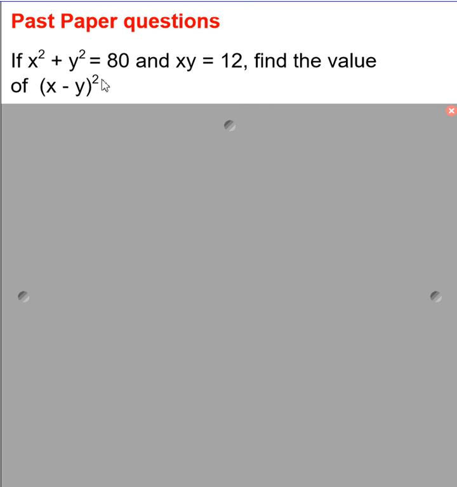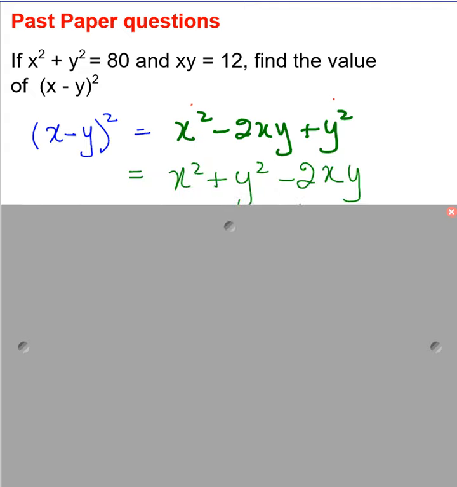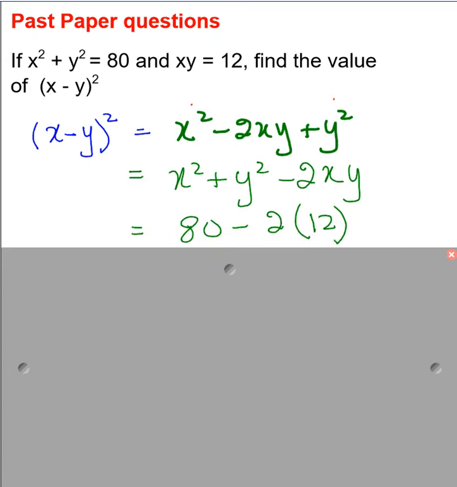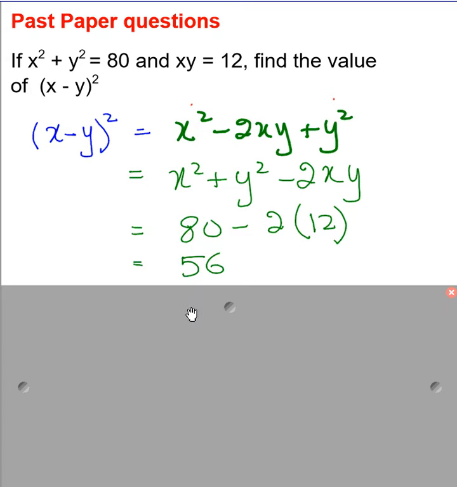So if you look at these questions, x minus y whole square, and apply the identity here, right? So this is equivalent to x square minus 2xy plus y square, the formula. So if you write these two together, x square plus y square, right, and minus 2xy here, so we know what is this equivalent to. It's given in the question, 80. And xy is equivalent to 12. So you can write down the values here and simple calculation after that. So it is equals to 56, right?